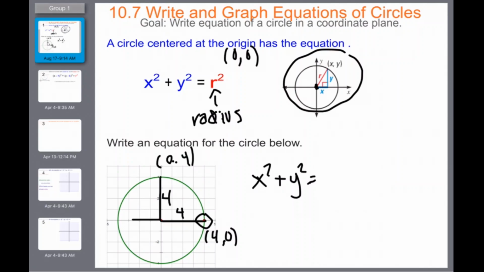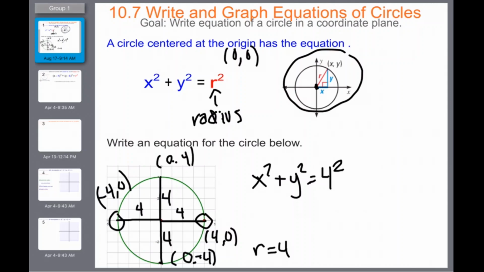We can go to the left. That is also 4, just in the direction of negative x, so we have negative 4, 0. Or we can go down, and that is also 4, and this is the point 0, negative 4. So we can go in any one of these directions when we're centered at the origin. Just count how many units are across. Our radius is 4 here, so we can plug in 4 for r.